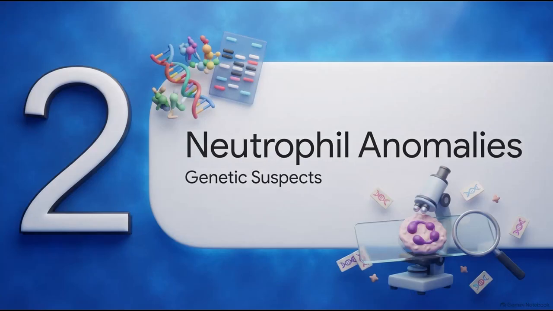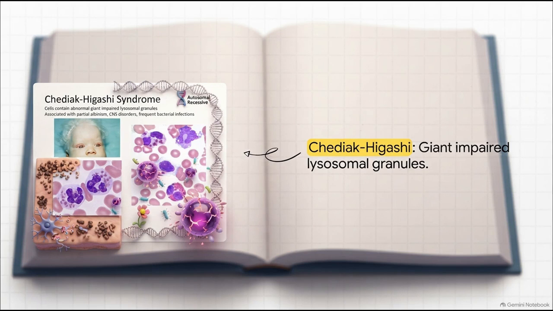All right, moving to Section 2, neutrophil defects and anomalies. Let's see what happens when the suspects are genetic. Our first genetic suspect is Chediak-Higashi syndrome. This is a rare autosomal recessive disorder. Notice those abnormal, giant, impaired lysosomal granules? They look like they're bursting out. These cells are basically packing massive weapons that are completely defective.